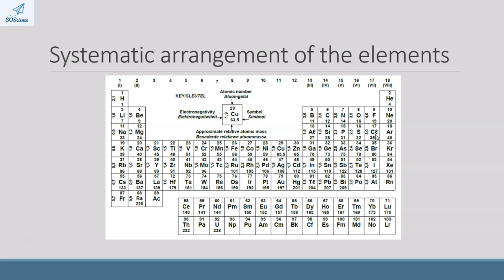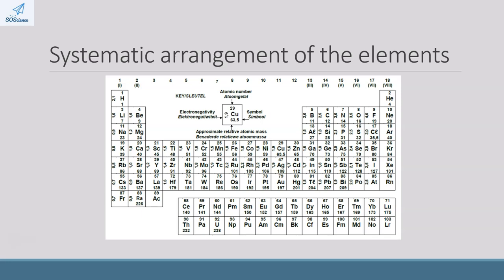If I had to ask you, in which energy level are the outermost electrons of tungsten, which is W over here, well, you would look at the period number. This is period 6, and you'd be able to tell me that the outermost valence electrons of a tungsten atom exist in the 6th energy level.